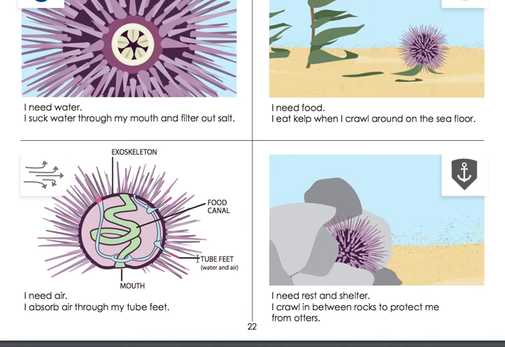There's the tube feet that get it water and air. Here's its mouth in the bottom, you saw over here when he was eating the kelp. That goes through his food canal. On the outside of him, it's called an exoskeleton. Exo means outside, so it's like having your skeleton on the outside, and it's a protective, hard covering.